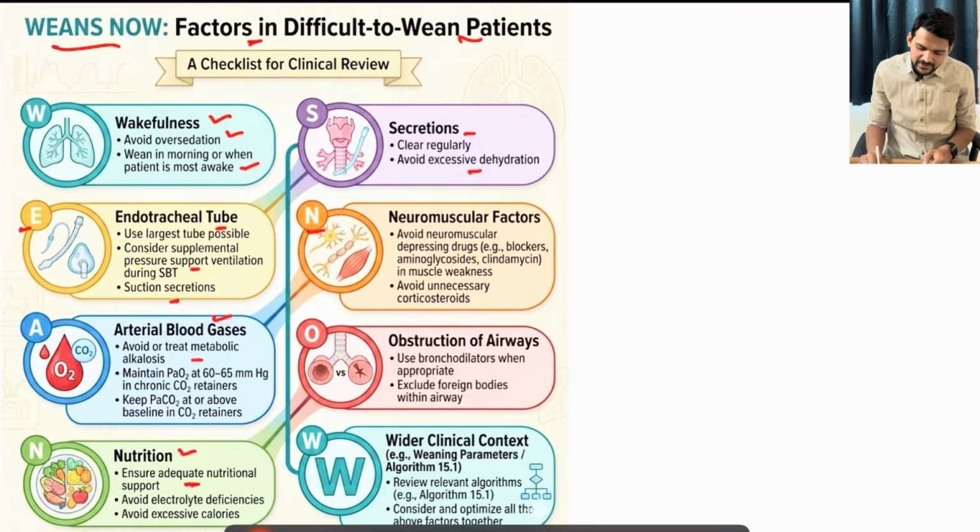Coming to N, it stands for neuromuscular factors. So avoid neuromuscular depressing medications like neuromuscular blockers, and also avoid unnecessary corticosteroids. O stands for obstruction of airways. So in that case, we can utilize bronchodilators if required and exclude any foreign bodies within the airways. Finally, W stands for a wider clinical context. In the sense, all these above parameters should be checked when we face difficulty in weaning a patient from ventilator. So remember, WEANS NOW checklist should be assessed.